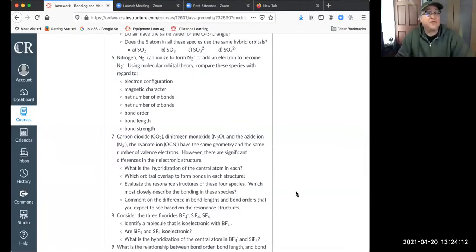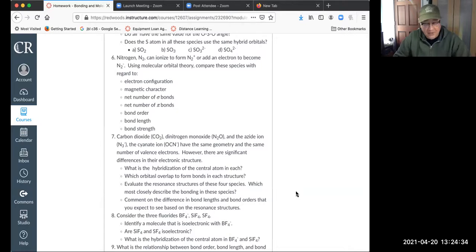Nitrogen can ionize to form N2 plus or add an electron to become N2 negative 1. Using molecular orbital theory, compare these species with regard to electron configuration, magnetic character, net number of sigma bonds, net number of pi bonds, bond order, bond length, and bond strength.